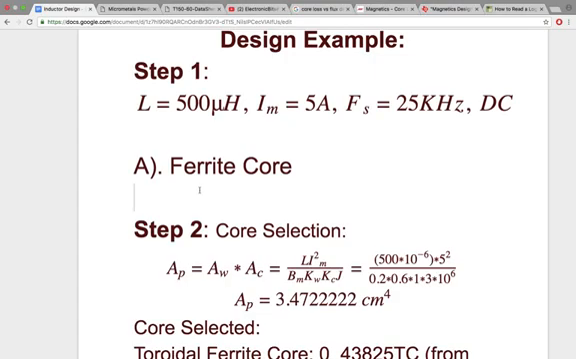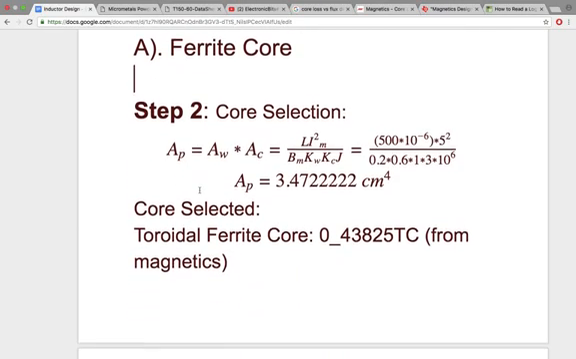Let us go step by step. So ferrite core. We have to find the area product using this formula. Inductance value we know, IM we know. For ferrite core, the BM value you can choose for 25 kilohertz is 0.2. Just now we saw the graph from where you can see 0.2 is a safe number. You can still go 0.25, or 0.23 or something, for this frequency of operation.